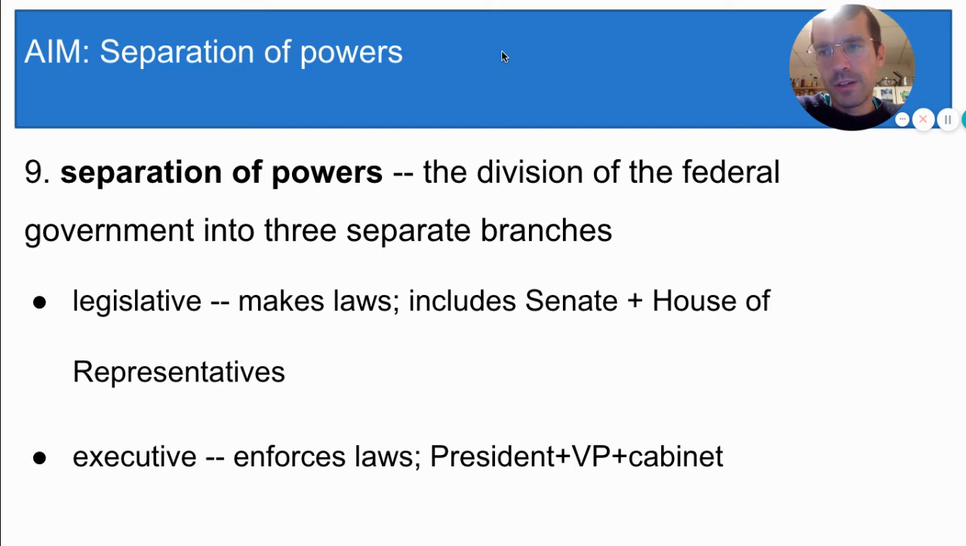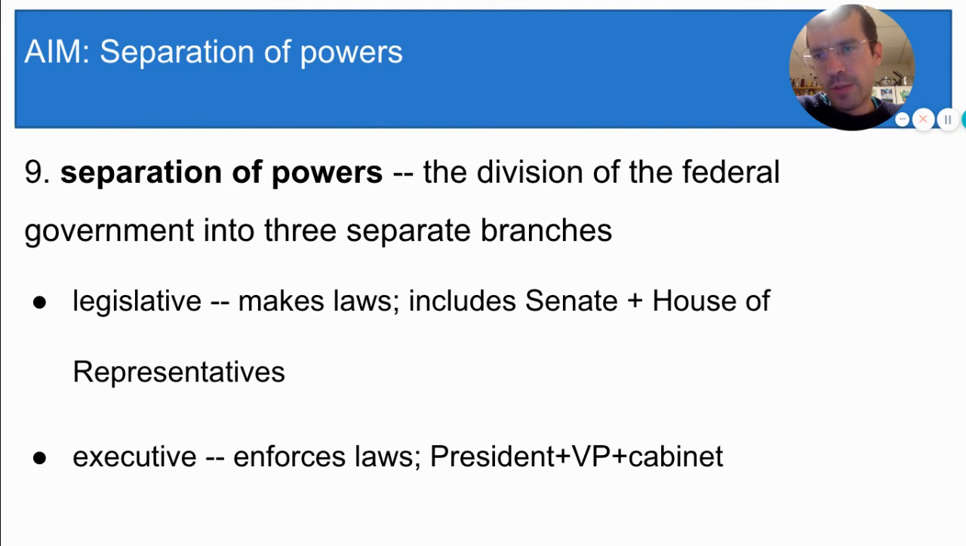The second branch is called the executive branch, and its job is to enforce the laws. The executive branch consists of the president, the vice president, and a group of advisors to the president called the cabinet. The president gets to pick his or her cabinet, and cabinet members have titles that you might have heard of, like Secretary of Defense, Secretary of State, Secretary of Commerce, and others.